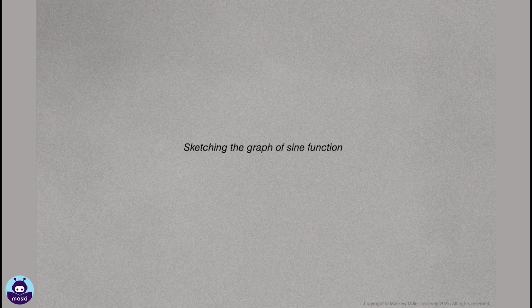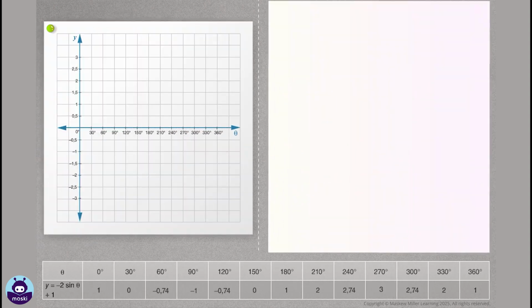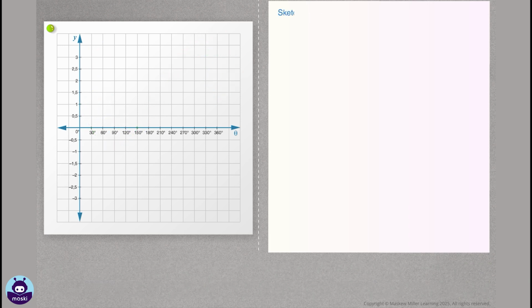Sketching the graph of sine function. Until now, we have drawn sine functions using a table of values and then plotting. We shall now use the characteristics of a sine function to draw a sketch graph. A sketch graph is a rough sketch of a function that gives its shape, the domain and range, the intercepts on the axes if they exist, and the amplitude.